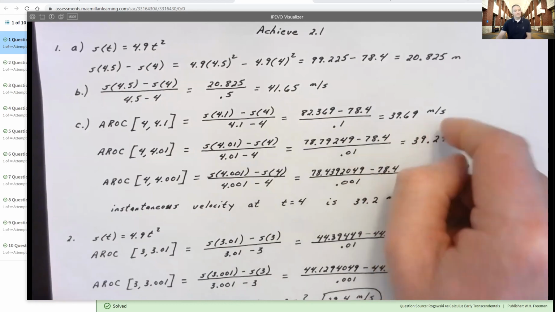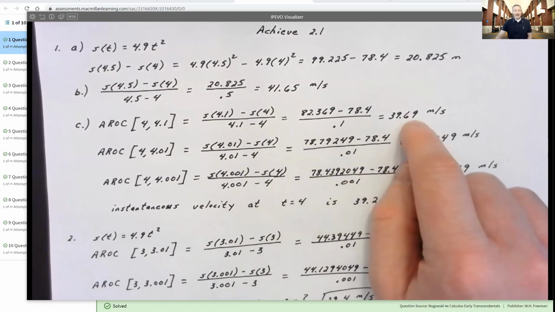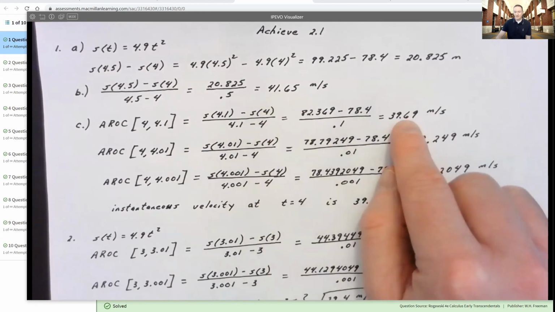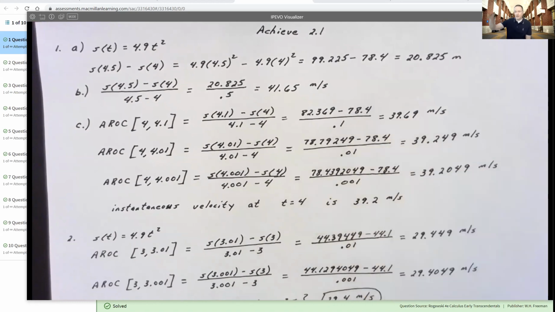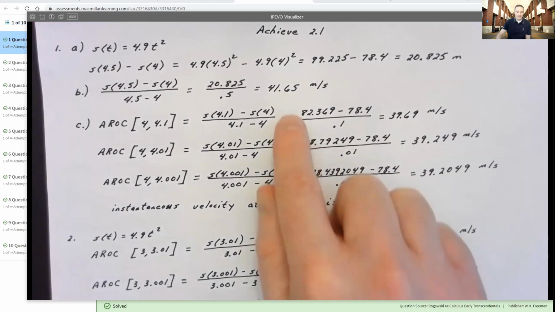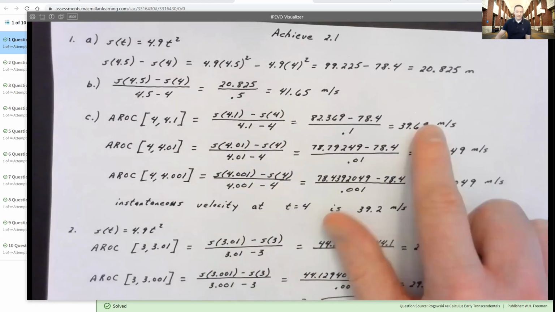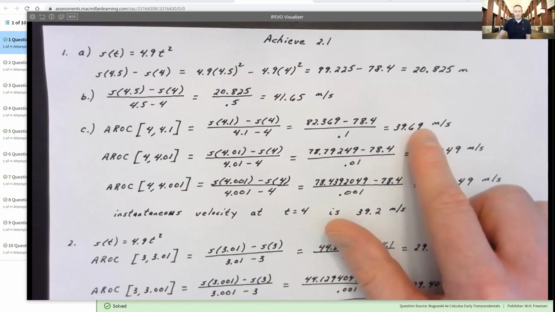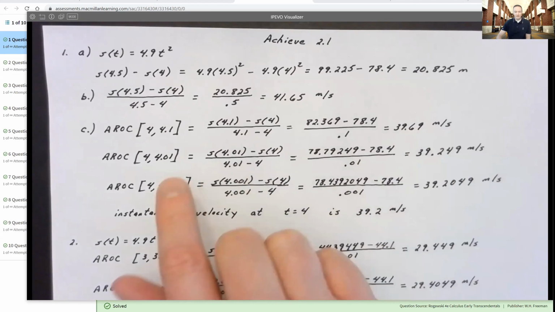So I can say, okay, that's a much better idea of what the velocity is at 4 seconds than this, because this is over 1/2 of a second time differential. This is only 1/10 of a second time differential. So the ball has not had time to speed up as much as it did in this case up here. But I can say, well, now the average velocity over this 1/10 of a second time period is 39.69 meters per second. Let's keep going.